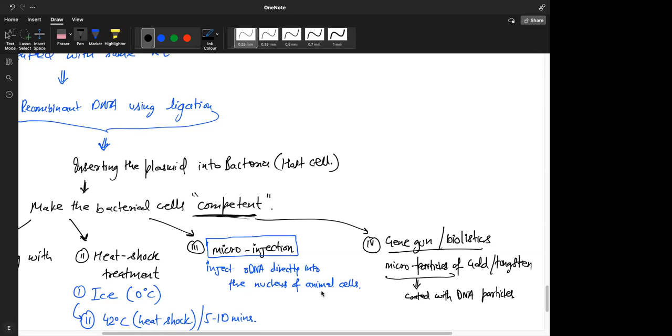Yes, Fatima. So what about the gold or tungsten? How will it not harm the cell? Because it's an inert metal, they don't do anything inside the cell.